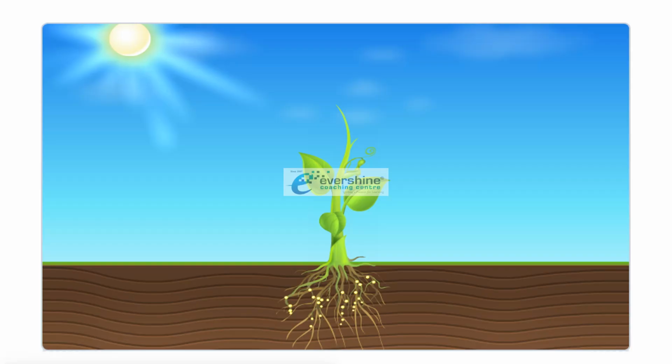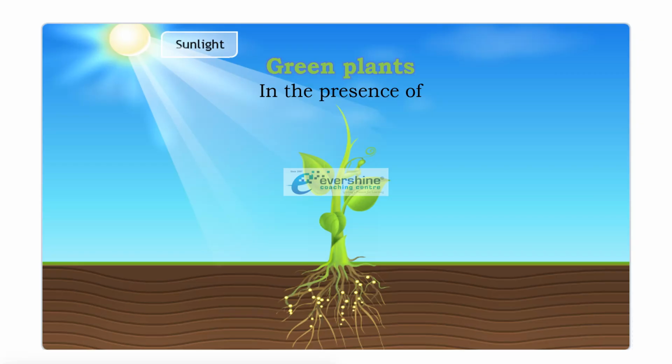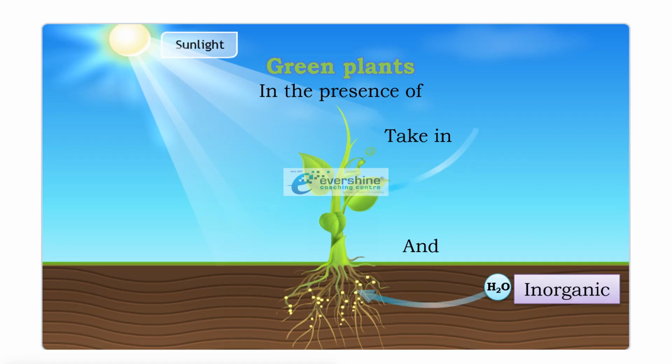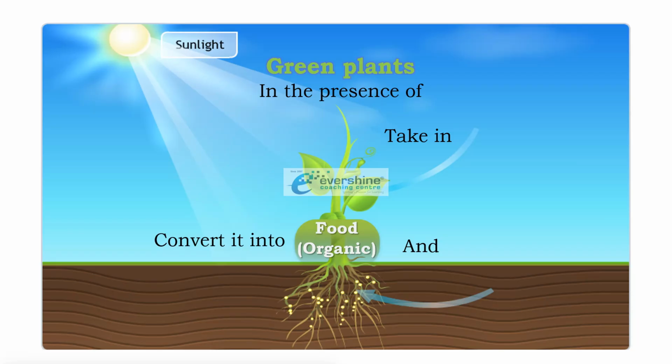Example, let me see here. Very simple. What is this? We can see sunlight, sun rays falling, and a plant. Observe what is happening here. We have taken an example of a green plant. These green plants, in the presence of sunlight, take in carbon dioxide. What is this carbon dioxide? It's an inorganic substance. And also they take in water. Once they come into contact with the plant, this is converted into food, that is organic.